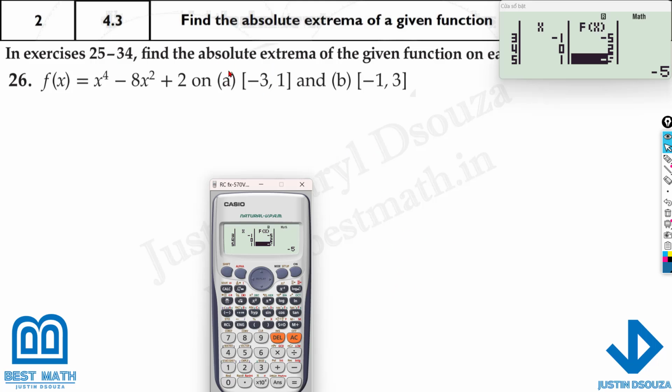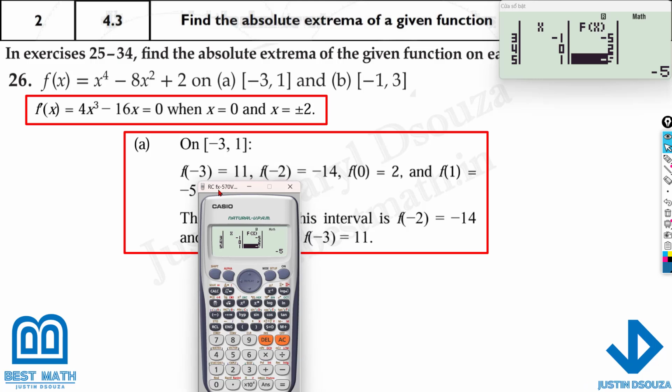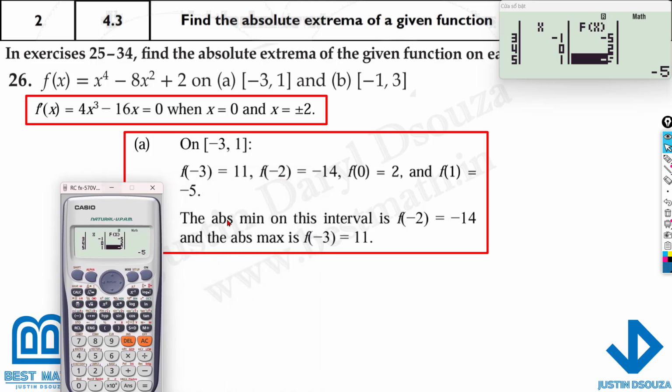Because our main question over here, our goal is to find the absolute extrema. That is, what is the maximum and minimum? That is what you're doing. So here you can see the absolute minimum in this interval is at -2. Is it true? Yes, at -2, right? Because it's 11, then -14. This is the absolute minimum. And you can see all the other values are not less than or matching -14.